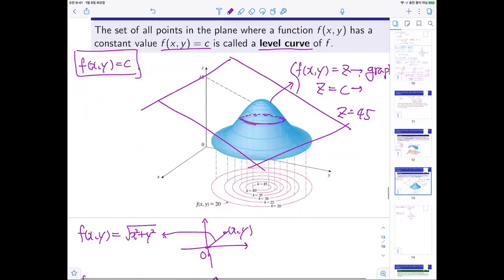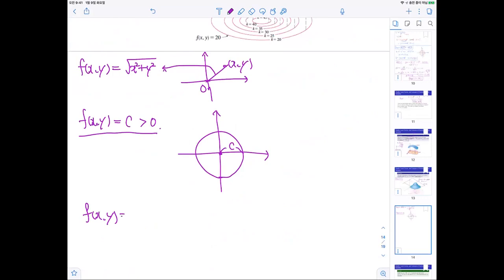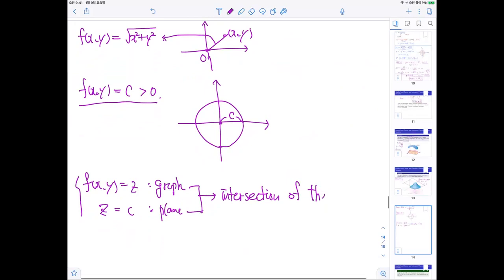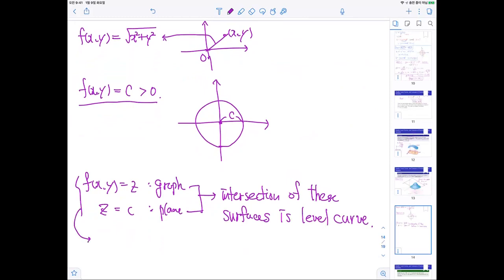So we can also consider that f(x, y) equals z and z equals c. This is the graph and this is the plane. We can consider the intersection of these surfaces, which is the level curve. We can remove z by substituting. So this f(x, y) equals c is the equation of the level curve.